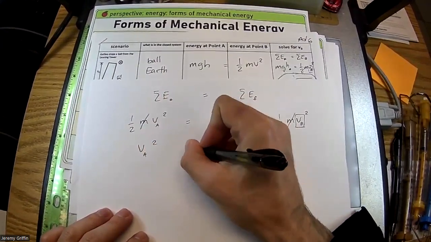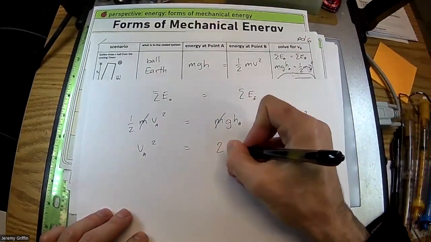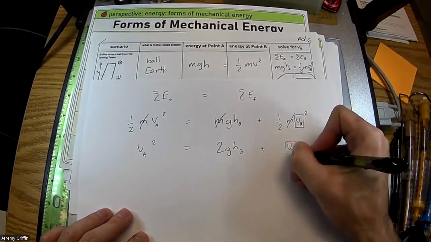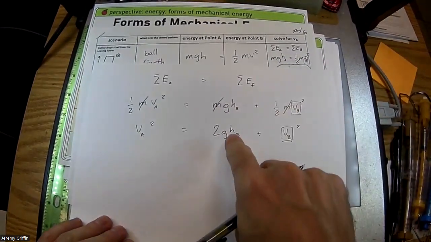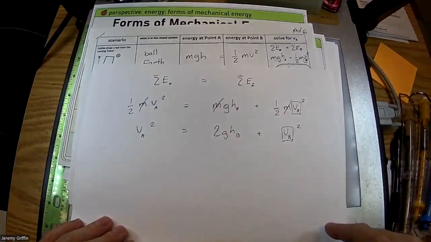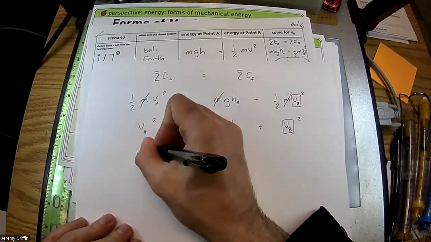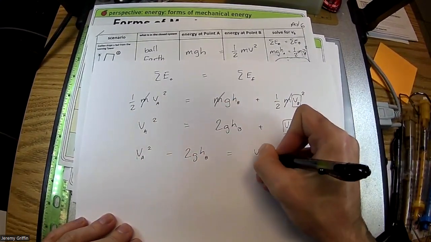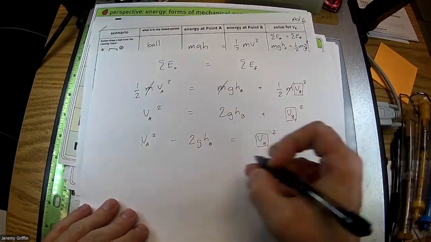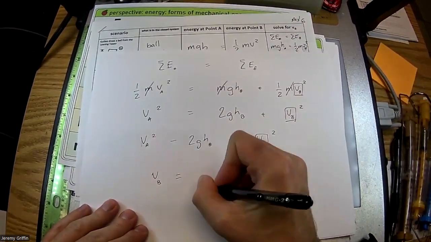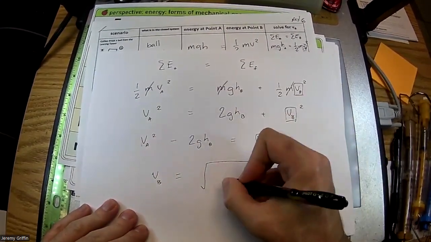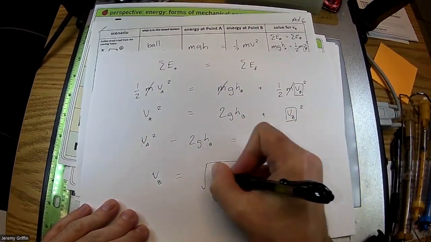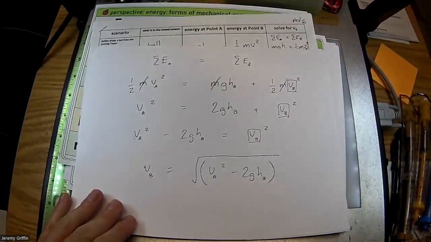VA squared. So this is just algebra at this point. 2GHB plus VB squared. I've got to subtract this term over and then take the square root. So VA squared minus 2GHB equals VB squared. And then finally take the square root. So I've got a big old square root: VA squared minus 2gh. That's hopefully what you came up with yesterday.